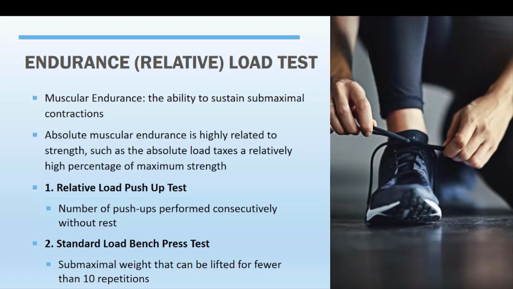The standard or relative load bench press test was suggested as a method of indicating strength without requiring maximal contractions. This test is actually a measure of absolute muscular endurance. During this test, one is to select the 1 rep max bench press results and have the client use a submaximal weight that can be lifted for fewer than 10 reps. One is then to record the submaximal weight and the number of consecutive repetitions completed until fatigue.